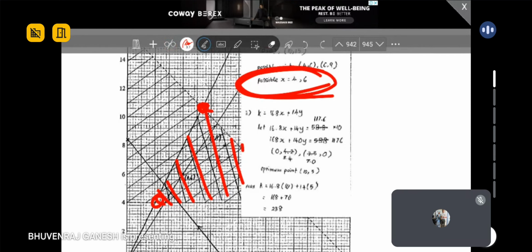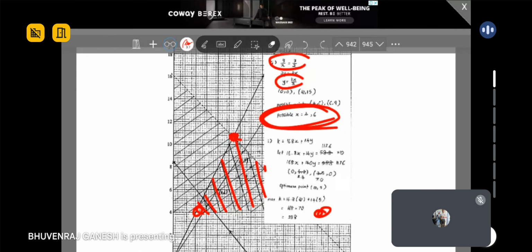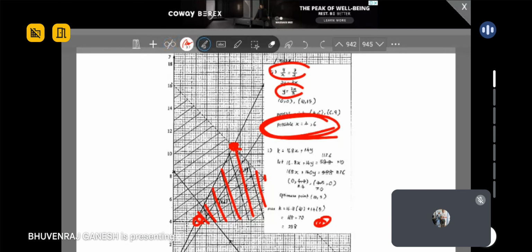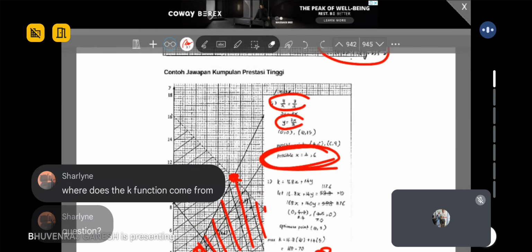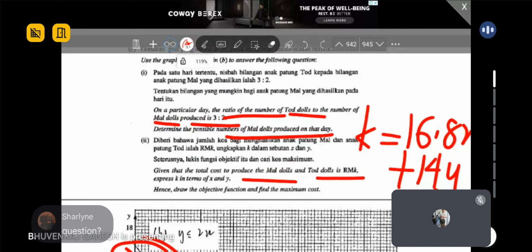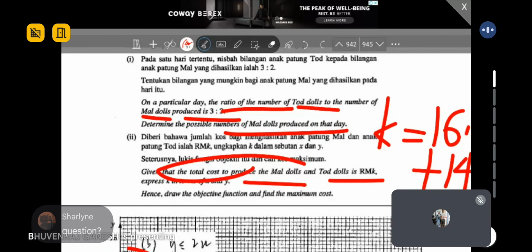Let's say 1, 2, 3. Something like this. Let's assume the shaded region is like this. So you must move it parallel. Use your ruler and move that line parallel to each and every point. The K function comes from the question. Can you see it? Total cost, K.